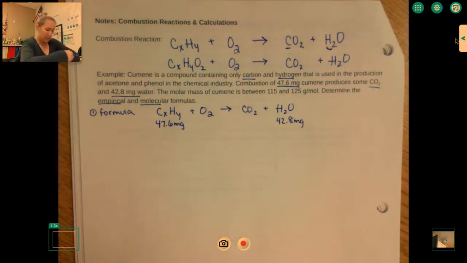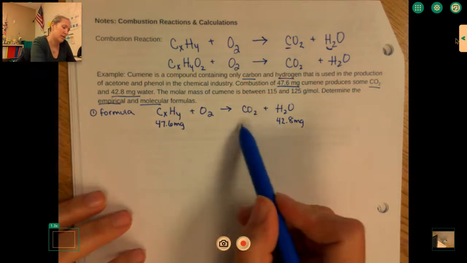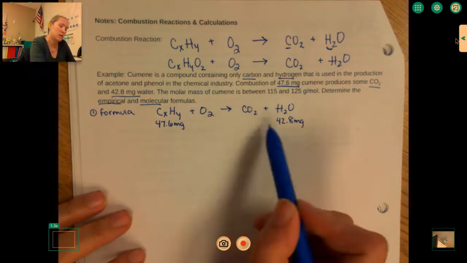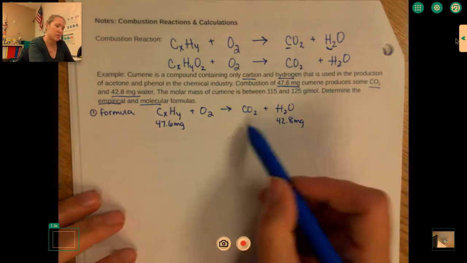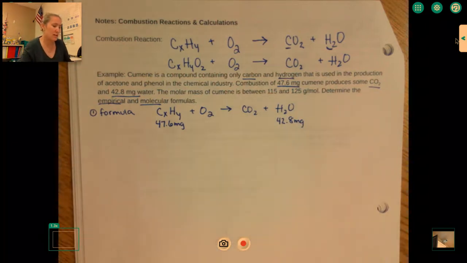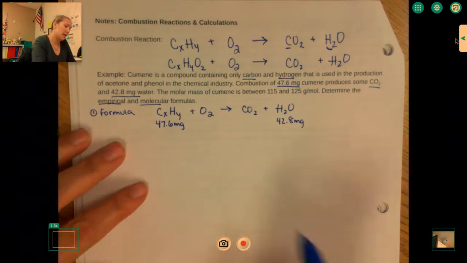Unlike our limiting reactant problems, where we'd just have one product or one reactant and 2 products, we can't use the law of conservation of mass to figure out this amount or this amount, because we have 2 unknowns, and we don't know how much oxygen we started with, and the oxygen is in both of these. So we can't just add and subtract. Instead, we're going to have to use stoichiometry to figure it out.